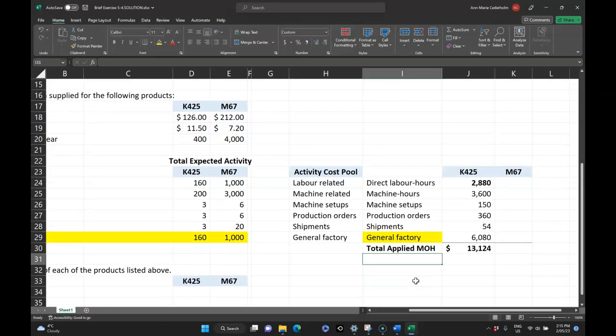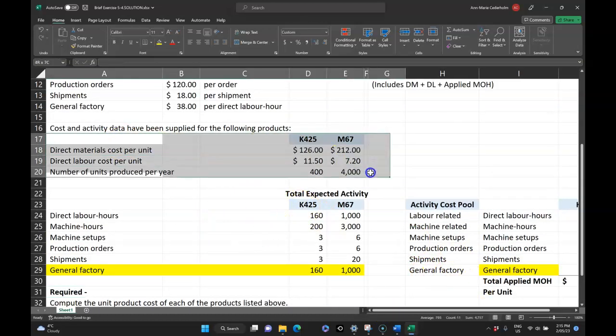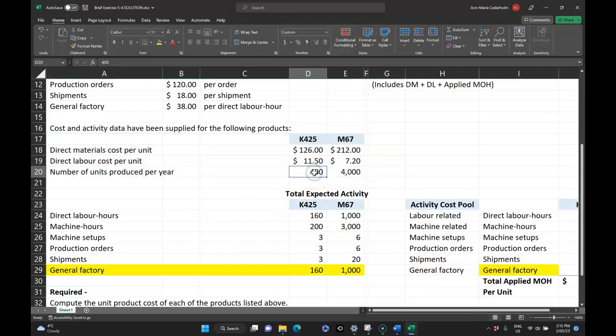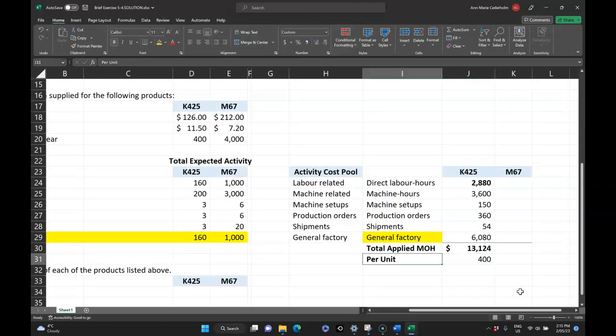Now if I want it by unit, so all of these questions, you can either do a total amount or you can do it by unit. So let's just see what that would look like per unit. So if we actually go up to this information now, and it tells me that K425 was 400 units that we produced, I'll just put that there. So I'll just say number of units produced.